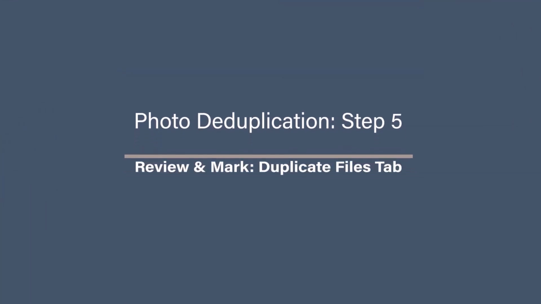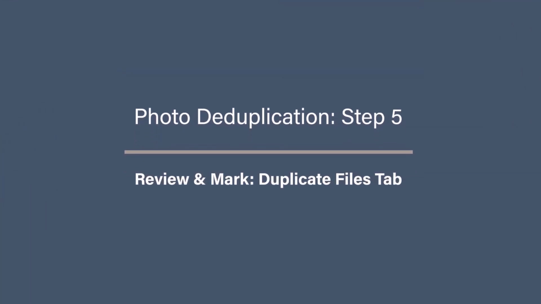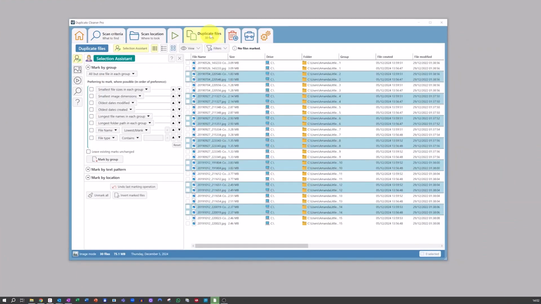Photo deduplication. Step 5. Review and mark duplicates. Duplicate Files tab. Now that Duplicate Cleaner Pro has run, we can now mark what we don't want. We can review one by one and select, but we can also use this selection assistant to help us, because this is kind of the reason for having the tool. But first you have to define the criteria for selection.